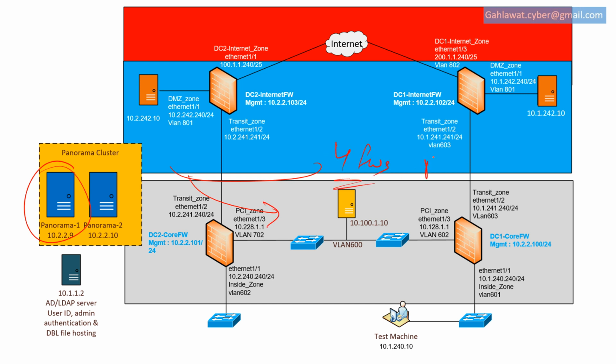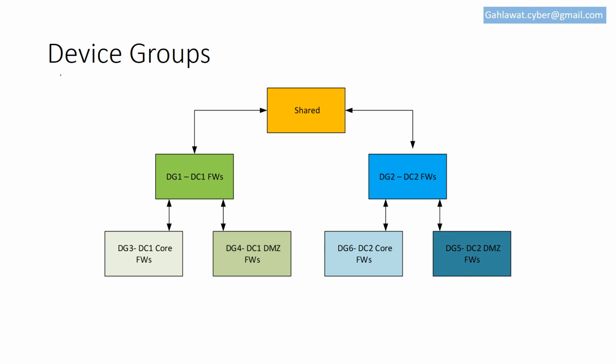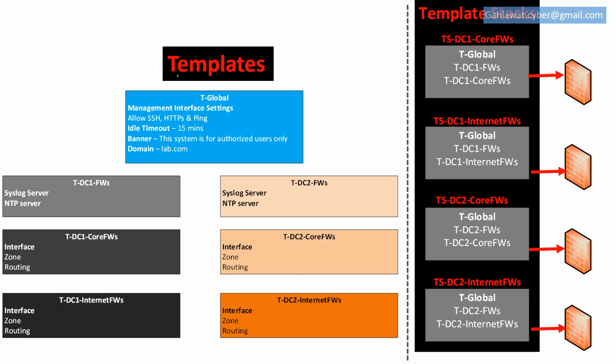And we will be using the device groups and the templates and the template stacks. And this is our user machine via which we will be initiating some traffic, monitoring the logs, performing some troubleshooting and anything. Now to configure all these firewalls from Panorama, we will be using the device groups, the templates and the template stacks.